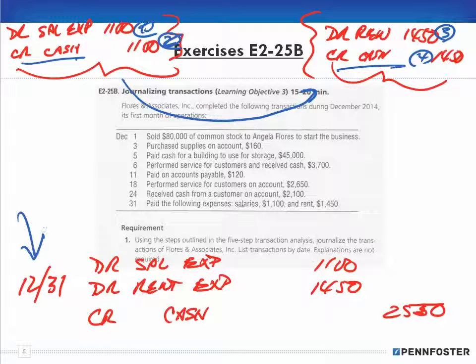Now, I wrote out these accounts like this, and now what I'm going to do is show what the use of a T account is for.